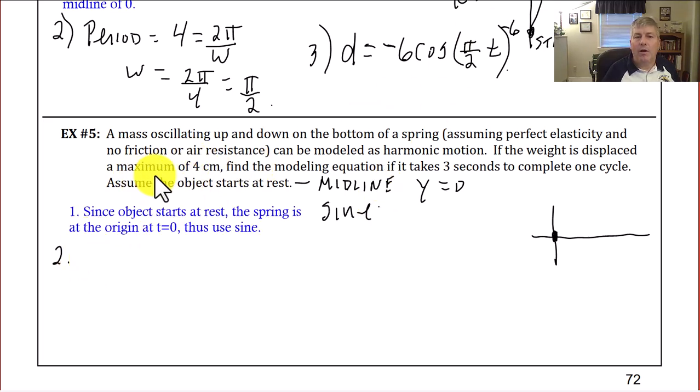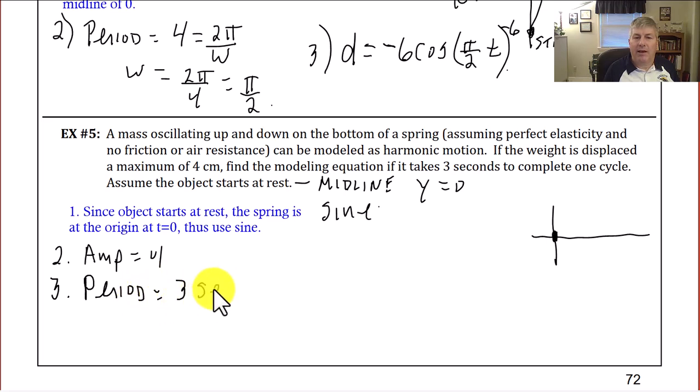Second, we know that if the weight is displaced a maximum of 4 centimeters, we know our amplitude is equal to 4, and it takes 3 seconds to complete one cycle, so then our period is equal to 3 seconds. We'll complete an entire cycle in 3 seconds.